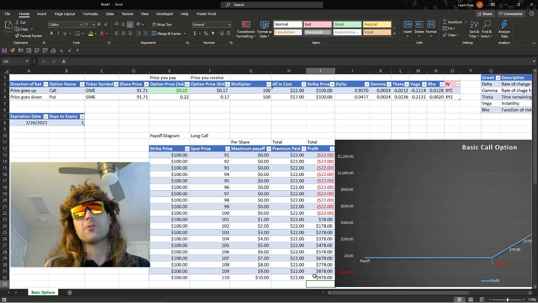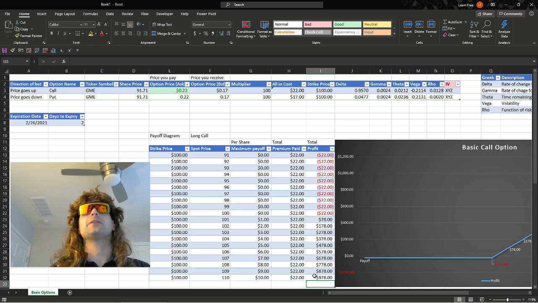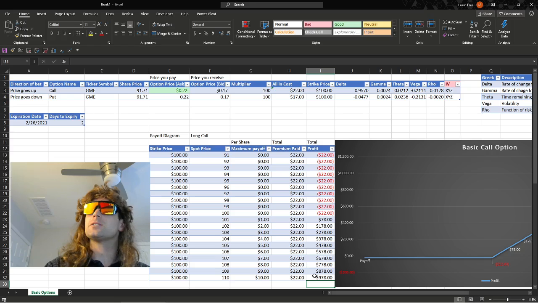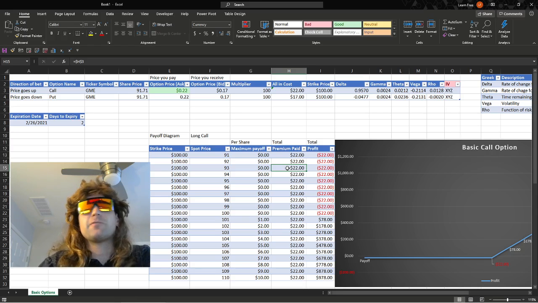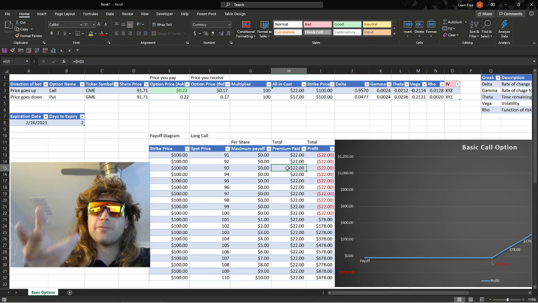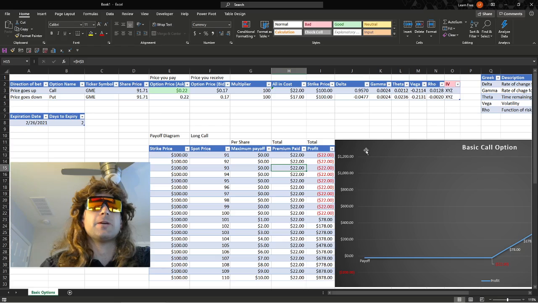However, it's far more likely that it doesn't end in the money and you just lose your 22 bucks. Options portfolios are very often characterized by a large number of small losses and a small number of larger gains. So if you can be right, it's like if you're a professional gambler. You can hit 54%. You're not doing too bad.